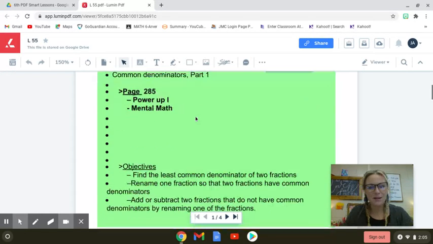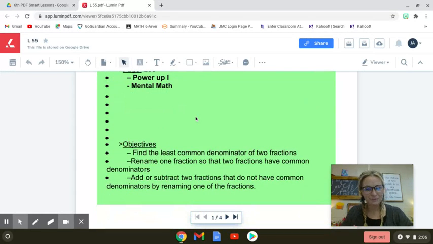So let's take a look at our learning targets. We have 3. Find the least common denominator of two fractions. Rename one fraction so that the two fractions have a common denominator. And then add or subtract two fractions that do not have common denominators by renaming one of the fractions. Because of course we know in our work with fractions, we cannot combine them, whether it be adding or subtracting, unless they have common denominators. That must happen first, and then we can do the work of combining them.